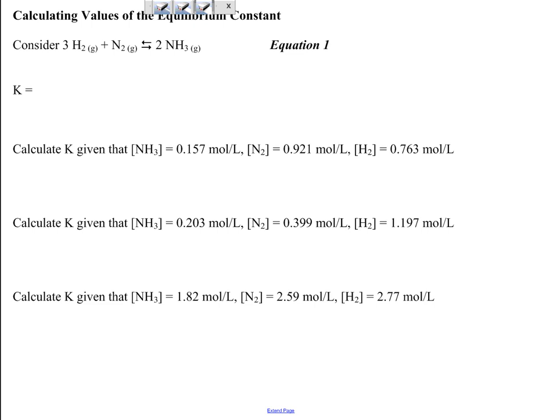First, let's write the expression. We've already done that. That's already in your notes. So we have ammonia squared over hydrogen cubed times nitrogen. In order to calculate the equilibrium constant, we just take these values at equilibrium, so we know that the concentrations aren't changing, and we plug them in.